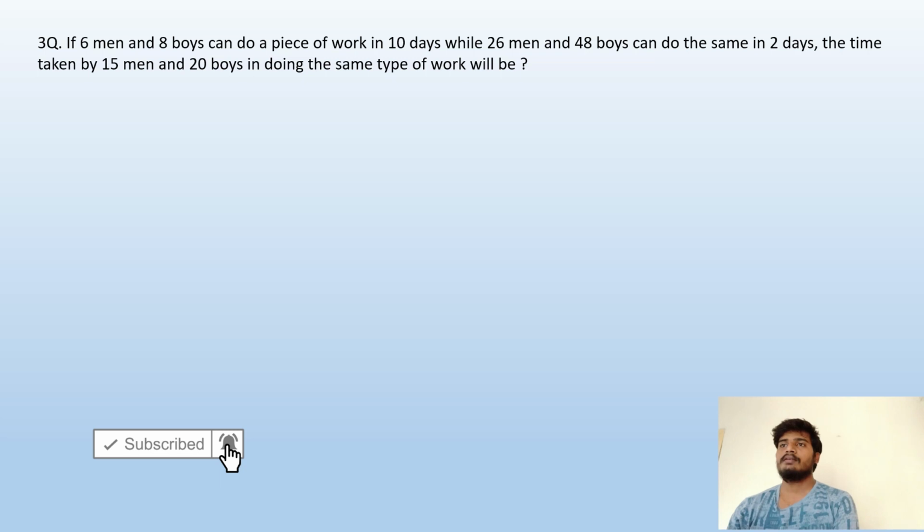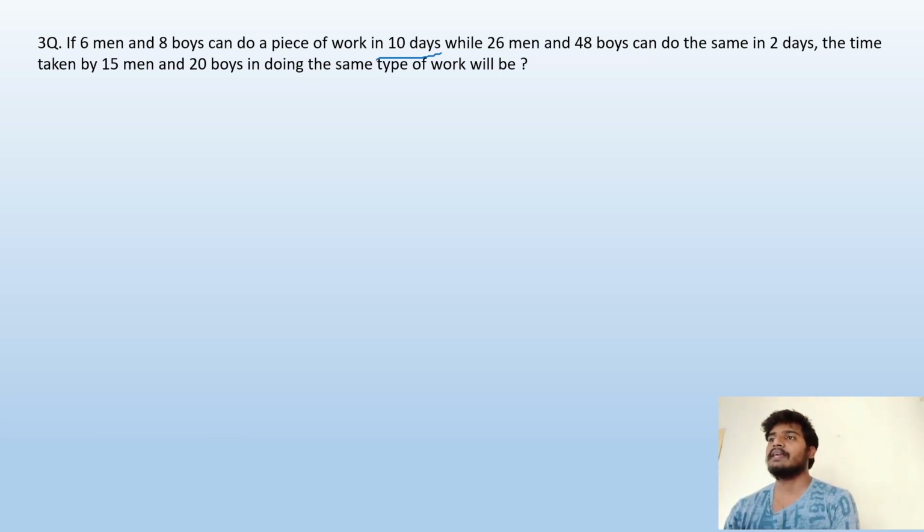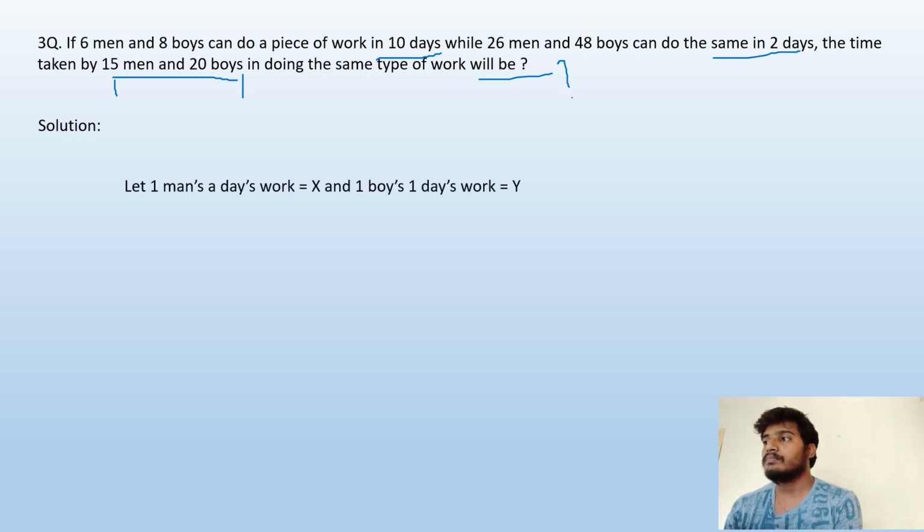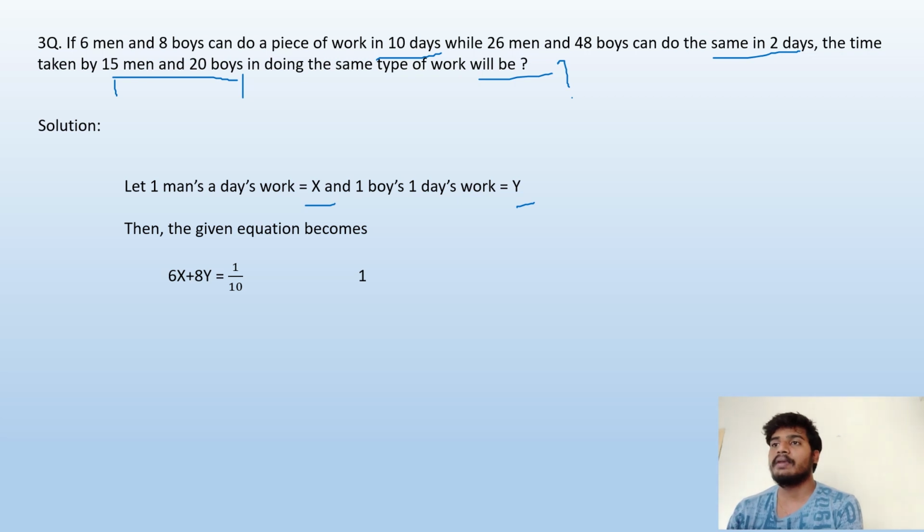So the third question is, if 6 men and 8 boys can do a piece of work in 10 days, while 26 men and 48 boys can do the same work in 2 days, the time taken by 15 men and 20 boys in doing the same type of work will be, we need to find the number of days taken by 15 men and 20 boys to complete the same work. Here we are taking one man's 1 day work as x and one boy's 1 day work as y unit.